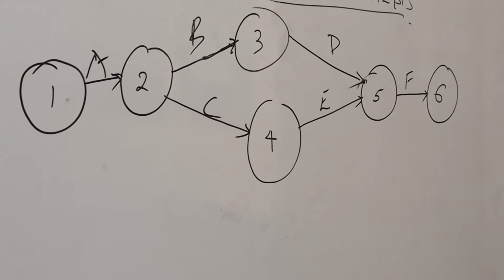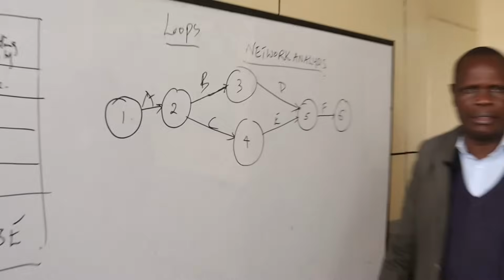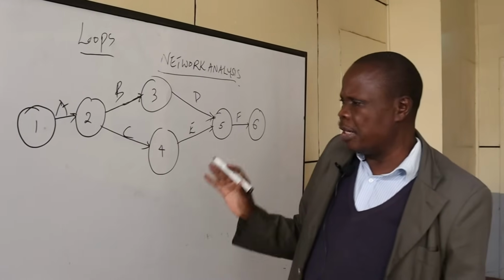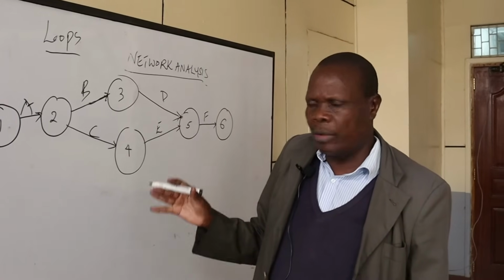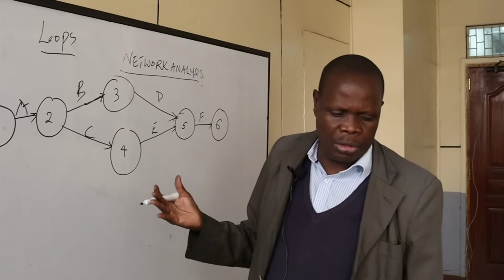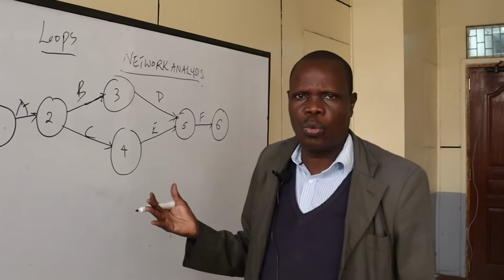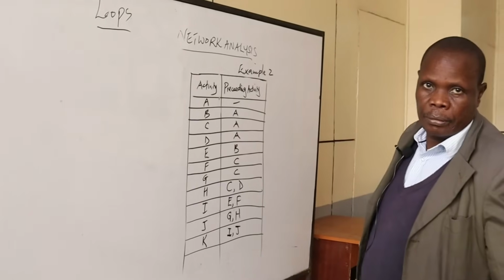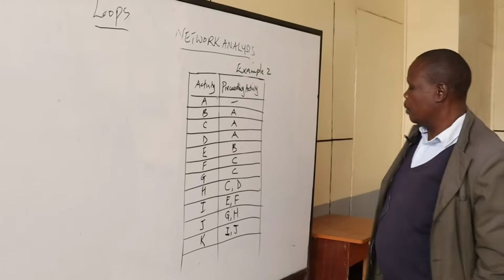That is a network drawn when the duration is not yet indicated. This is a network with no duration, because this is the basic stage of construction of a network. Later we'll know how to construct a network using the time estimates. So let us do example 2.